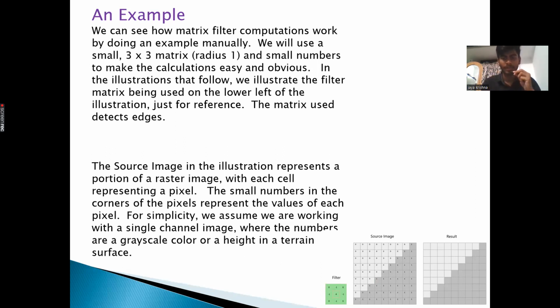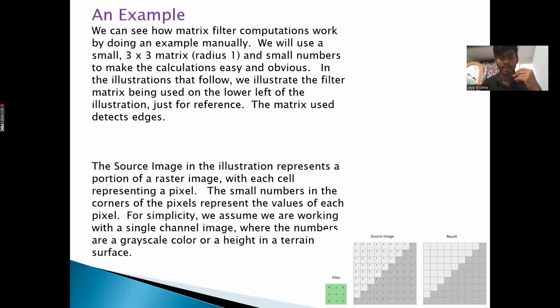Just for reference, the matrix used detects the edges. The source image in the illustration represents a portion of the raster image, with each cell representing a pixel. The small number in the corner of each pixel represents the value of that pixel. For simplicity, we assume we are working with a single channel image.